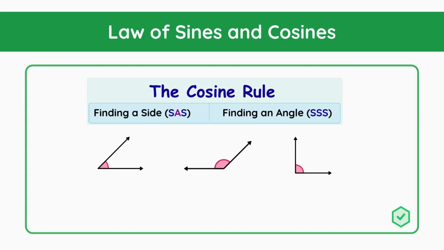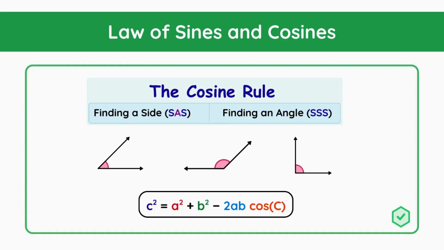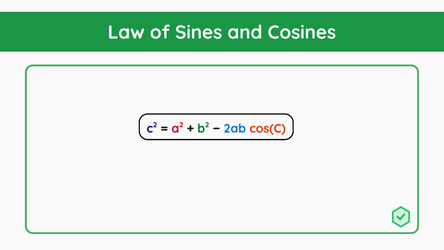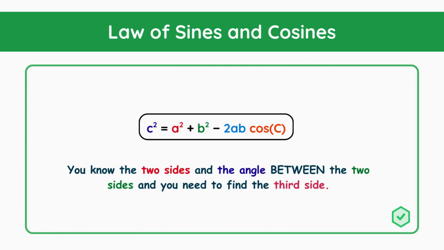To find a missing side, the cosine rule is written as c squared equals a squared plus b squared minus 2ab cosine C. Now remember, we use this formula only when you know two sides and the angle between the two sides, and you need to find the third side. Please remember, the angle that we need to plug in should be between the two sides that are already given. Now let me look at an example.